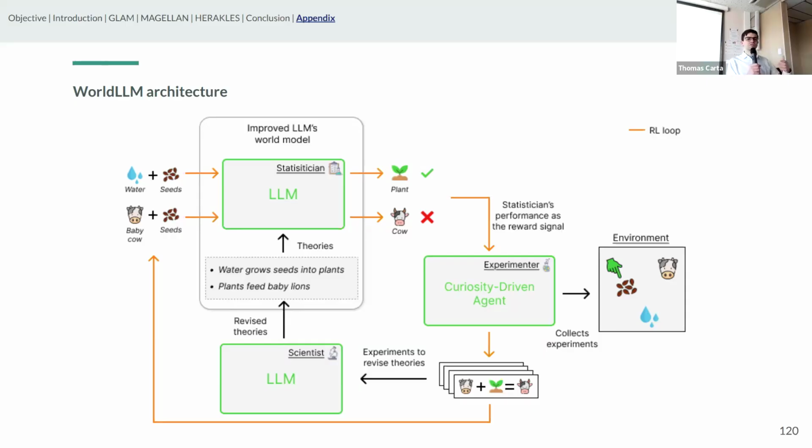But here it was more to demonstrate that we can use an LLM to generate rules and quantify how much the rule explains the environment. So it was a first approach, a first taste about that.